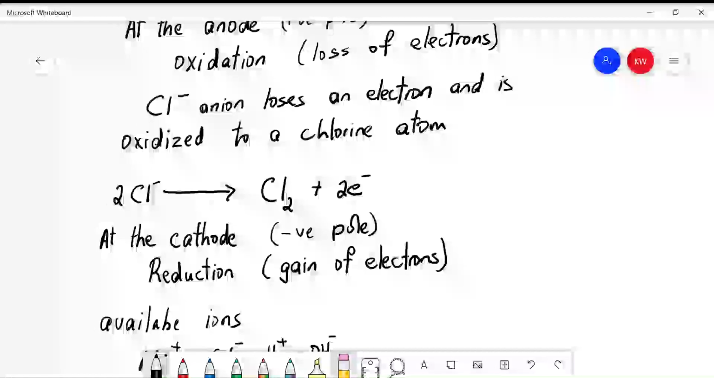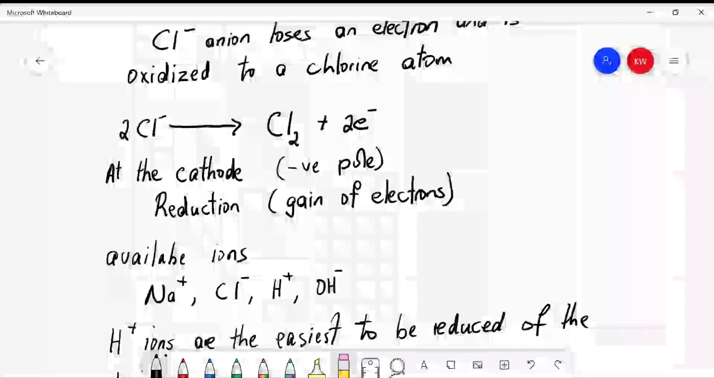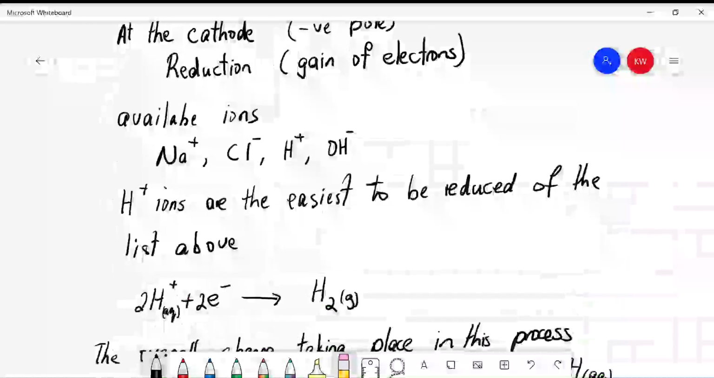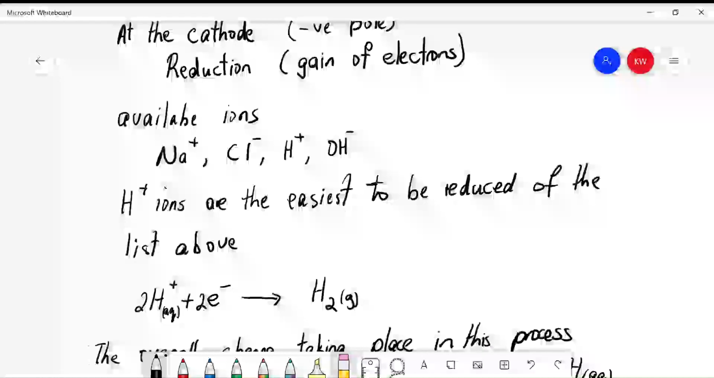Alright, so let's look at the equations here. We have the chloride losing an electron. They combine together to form a chlorine molecule, and we see that chlorine gas is given off here. Now at the cathode, the reaction that occurs is different than in the molten state. So here the H+ is actually the one that is easier to be reduced. So we're going to have H+ ions being the ones that are going to be reduced.